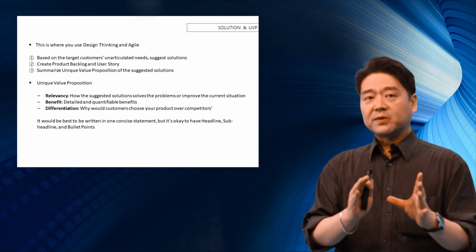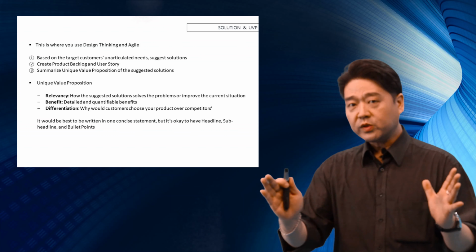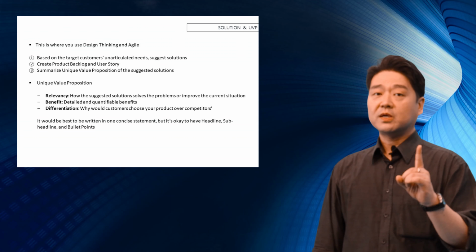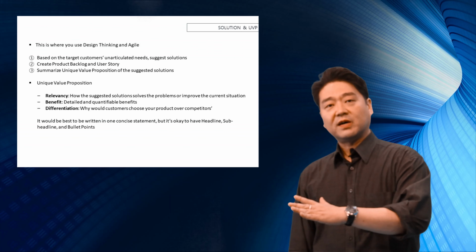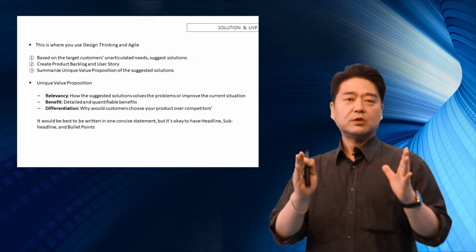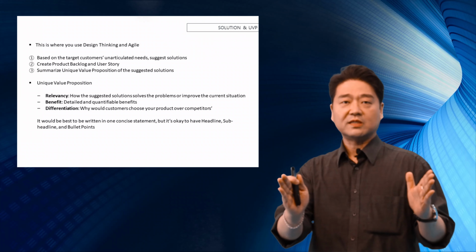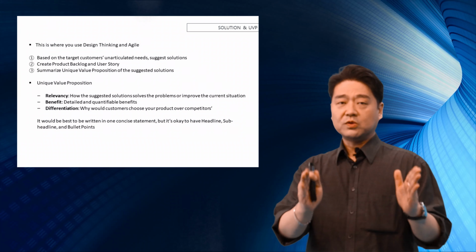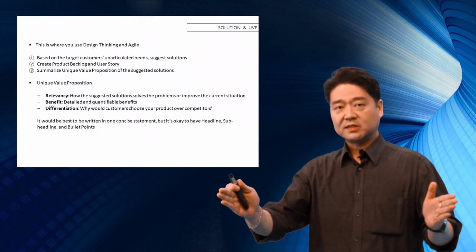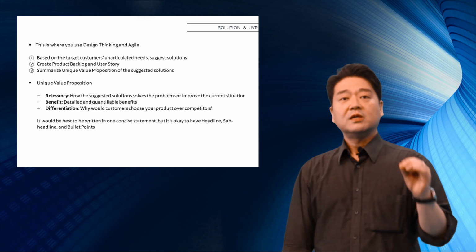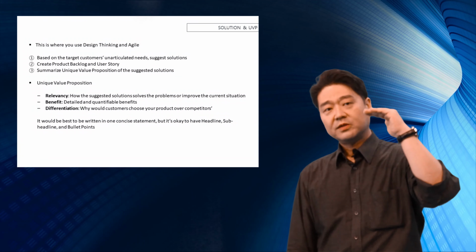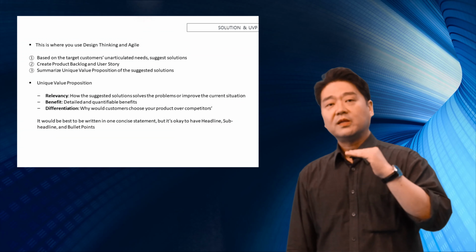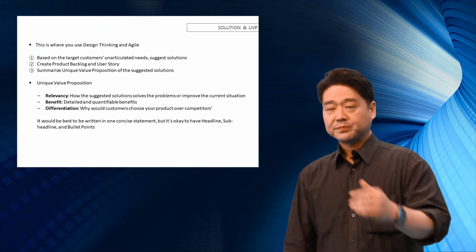It would be the best if you can actually write down the whole thing in one sentence. But if you cannot do that, headline, subheadline, bullet points, that'll suffice. You don't have to try too hard to put everything in one sentence. Sometimes if you do that, you have a very long sentence and nobody can actually understand. If that happens, just categorize it. Headline, subheadline, bullet points, that actually works as well.